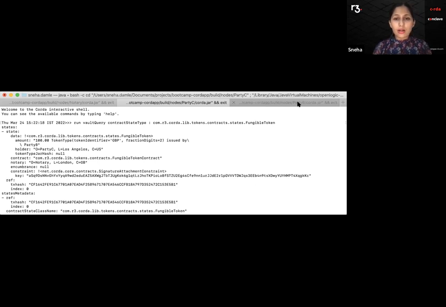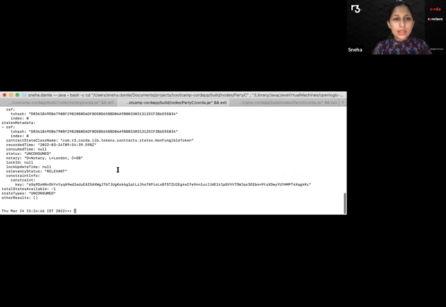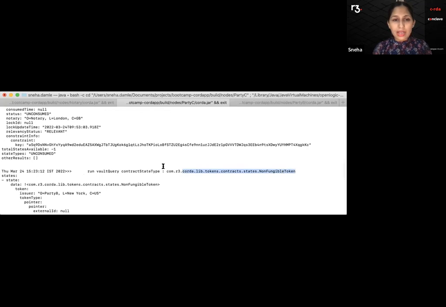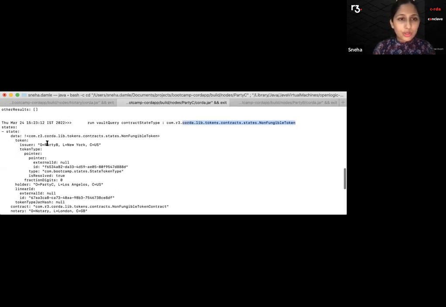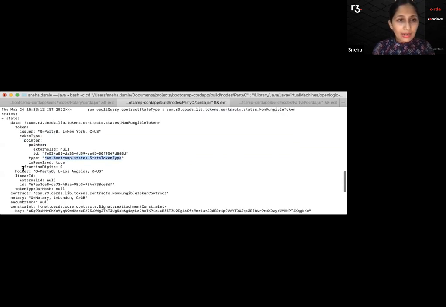So now if you run and see the vault or the database of party C side, you would see that a non-fungible token has been issued to party C, where the current holder is party C, the issuer is party B, and we have a pointer which is embedded, and it's of a particular state token type, and basically this is the UUID. Yeah, I think that's about it from a code perspective.